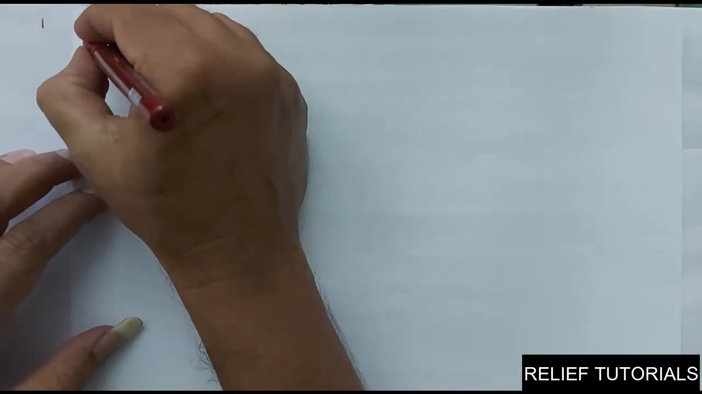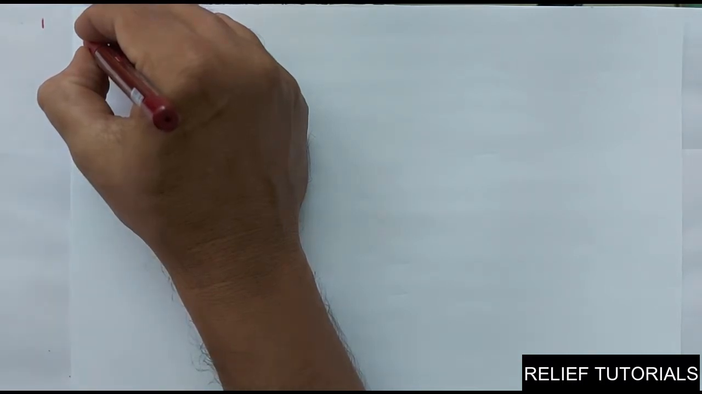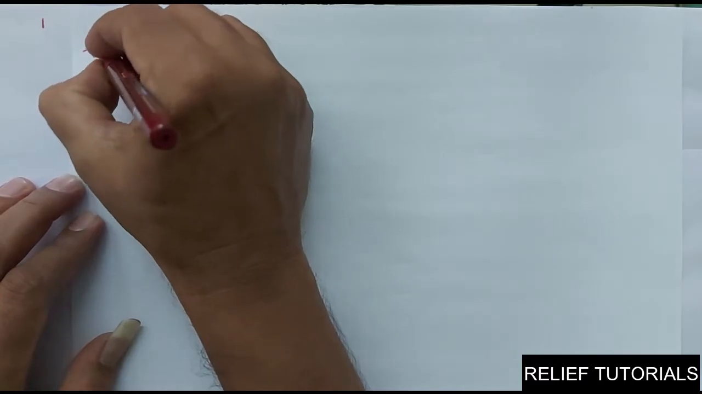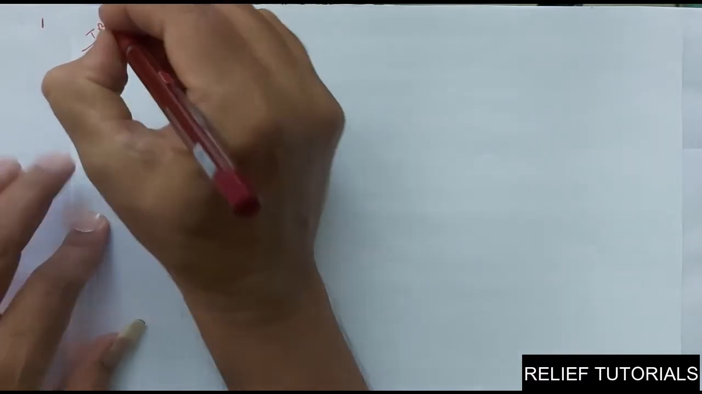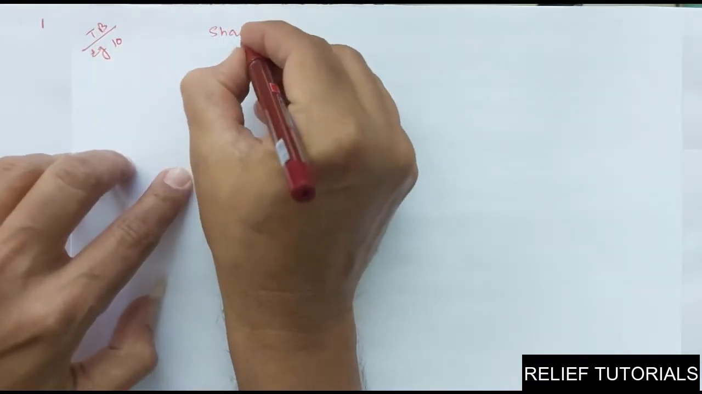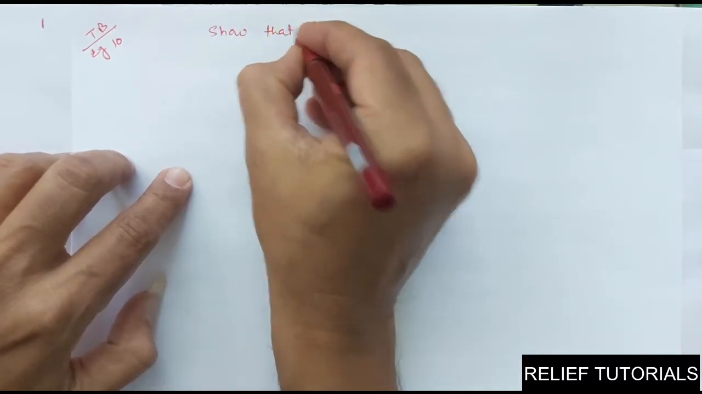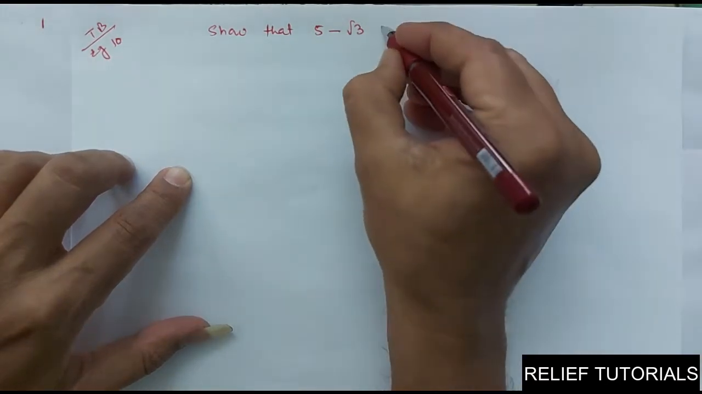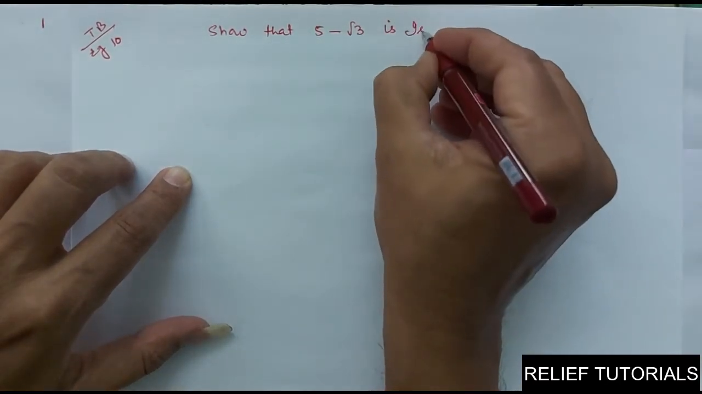Now we will do the exercise, but before that see the textbook example 10. Show that 5 minus root 3 is irrational.